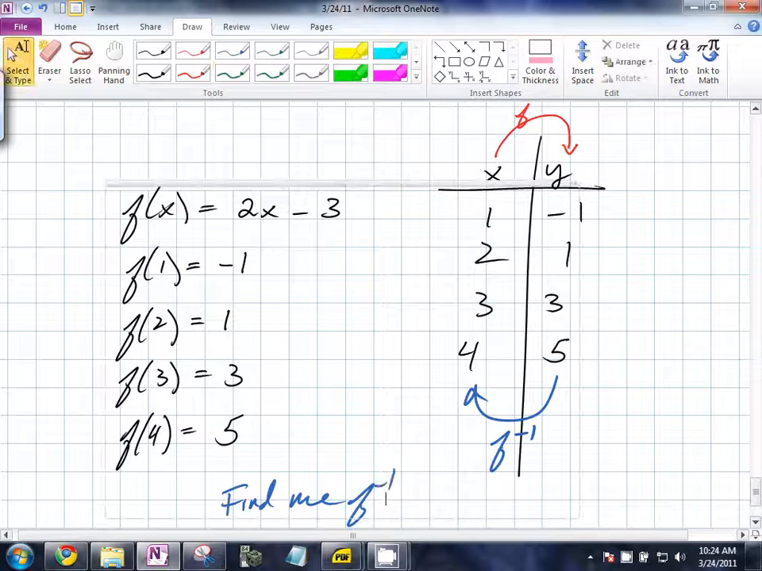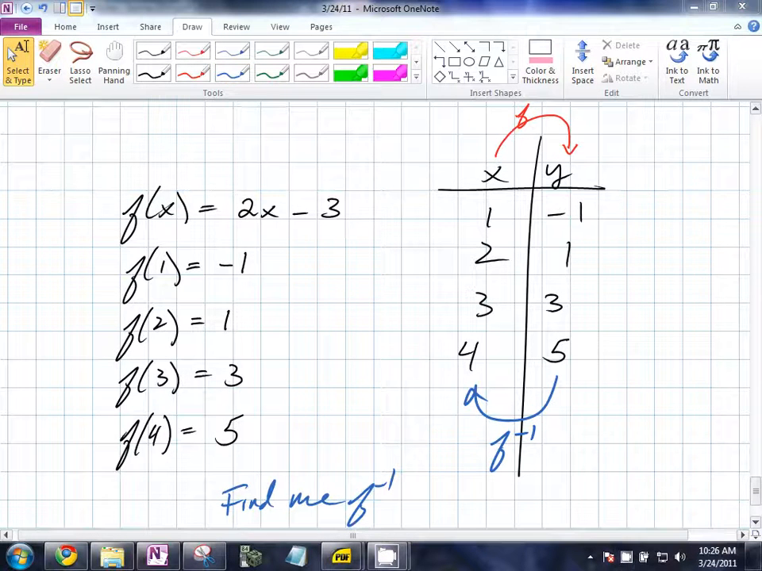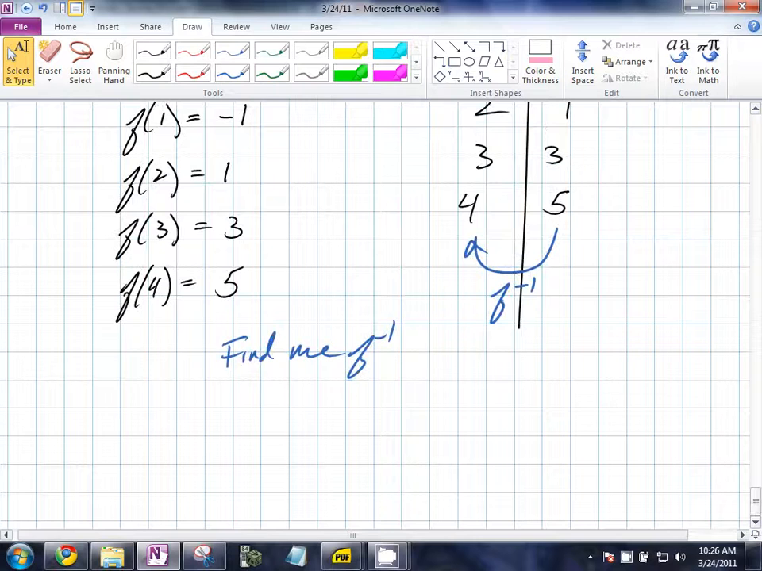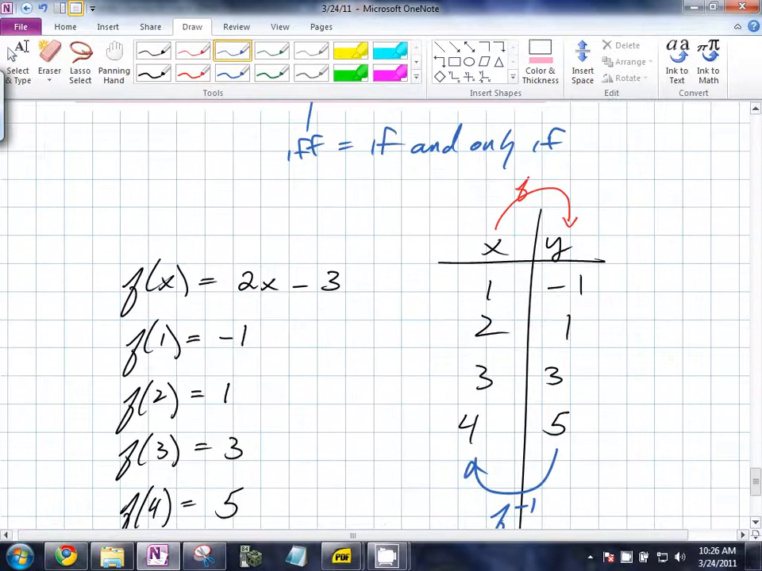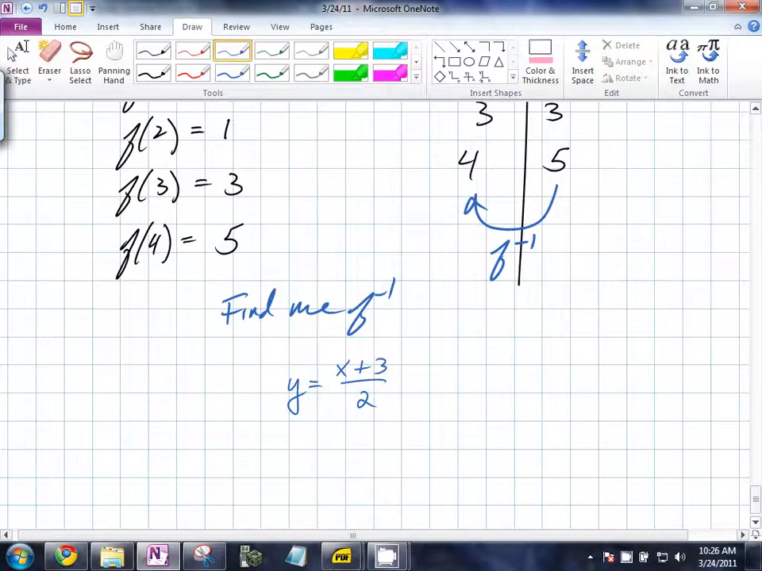So what do you think it is? So y equals. When you plug the y values in for x here, you think the inverse function is going to be something like this: f inverse of x is going to be (x plus 3) over 2. So you add 3 and then you divide by 2.